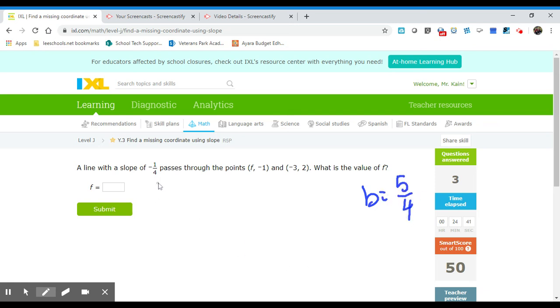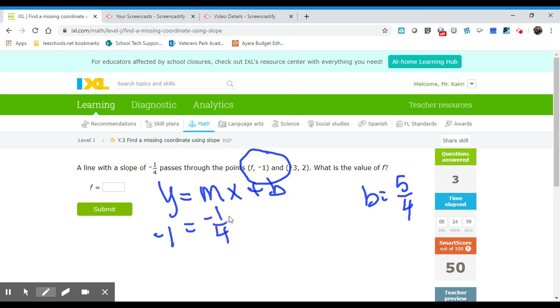So let's do this again. Y equals mx plus b, our equation of a line. But this time we're going to use this. We're going to do f as our x and -1 as our y. We know our y is -1. Our slope is -1/4. We are solving for f as our x, and our b is +5/4. And this is not too bad because, again, this is also in fourths. So we don't need to convert, which is good.